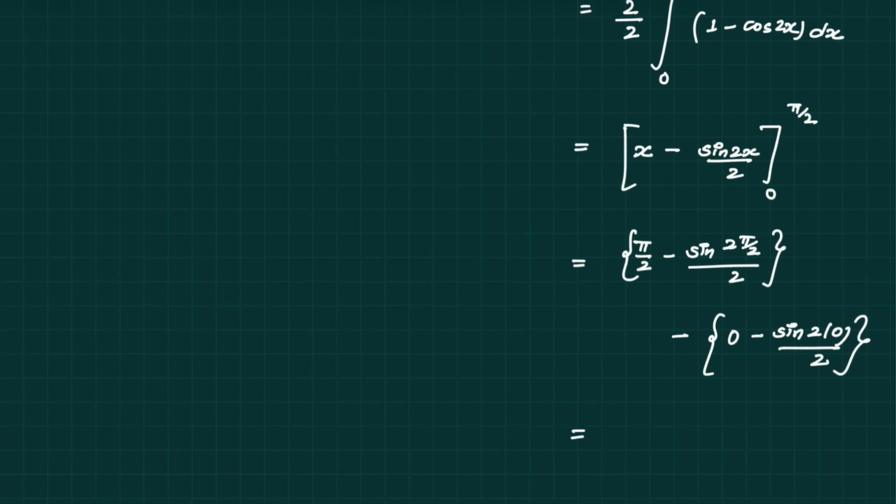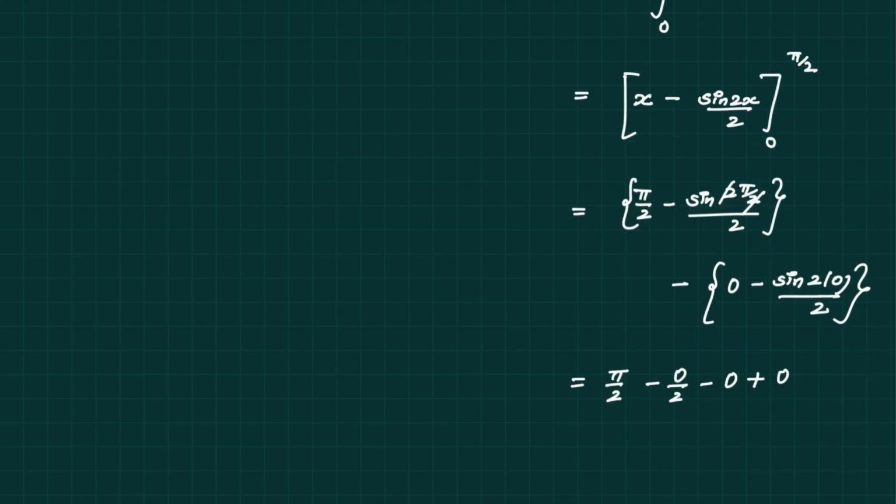So this equals pi over 2 minus, here 2 and 2 will get cancelled, and we know that sin pi is 0, so it will be 0 by 2, minus 0, minus minus is plus, sin 2 into 0 is sin 0, which is 0 by 2, and 0 by 2 is again 0. So the final answer for this question will be pi by 2.